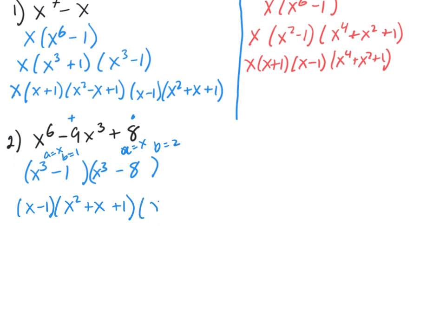Now for the second one, my a would be x, my b would be 2. So we would have x minus 2. Sorry, we're dealing with two differences here, x minus 2, and then times x squared plus 2x plus 4. And then just double check if you can factor any further, and at the moment we cannot, so we're good to stop there.